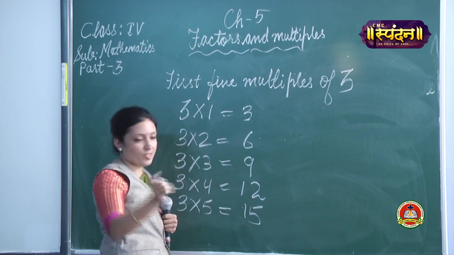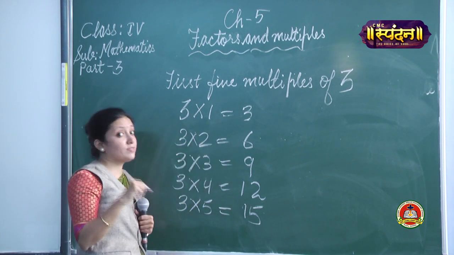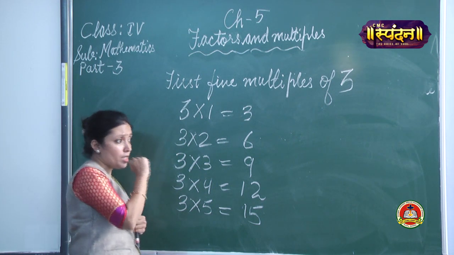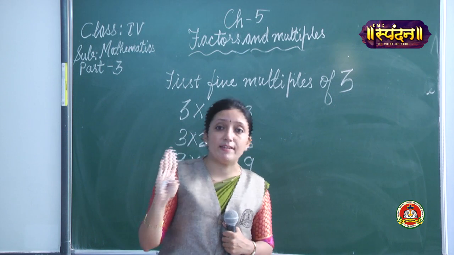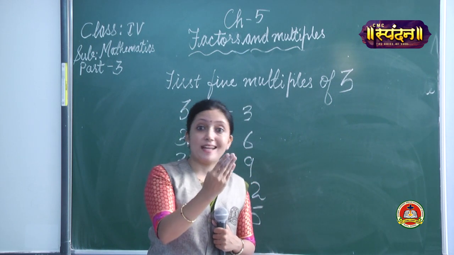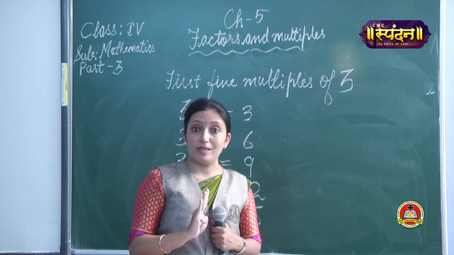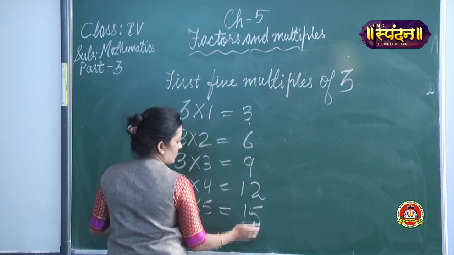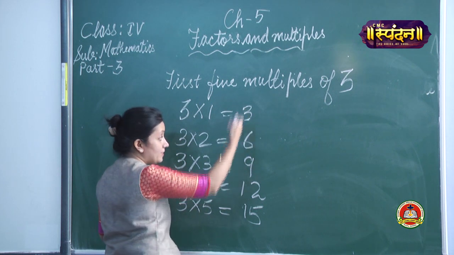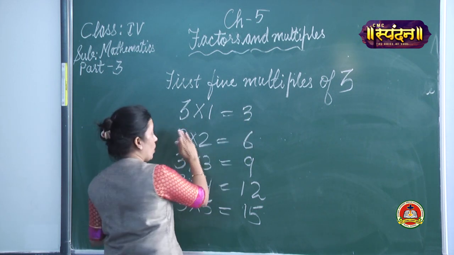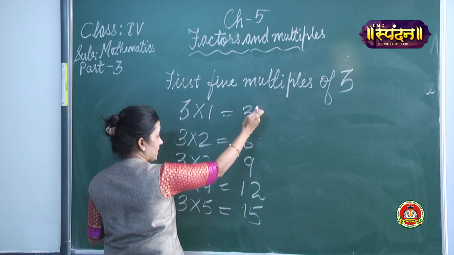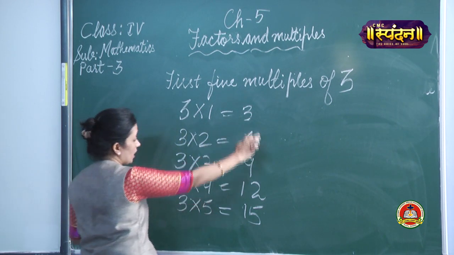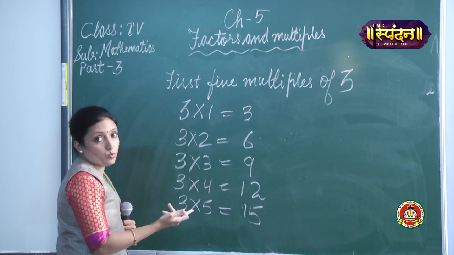3 1s are 3, 3 2s are 6, 3 3s are 9, 3 4s are 12, 3 5s are 15. See, I have got the table and till 5 I have done it because you have been asked to do it till 5 multiples. So what are multiples we have learned? These are the product, that is the answer which I am getting, like the tables. Table in which you are multiplying any 2 and I am getting this answer. These are multiples. Okay.